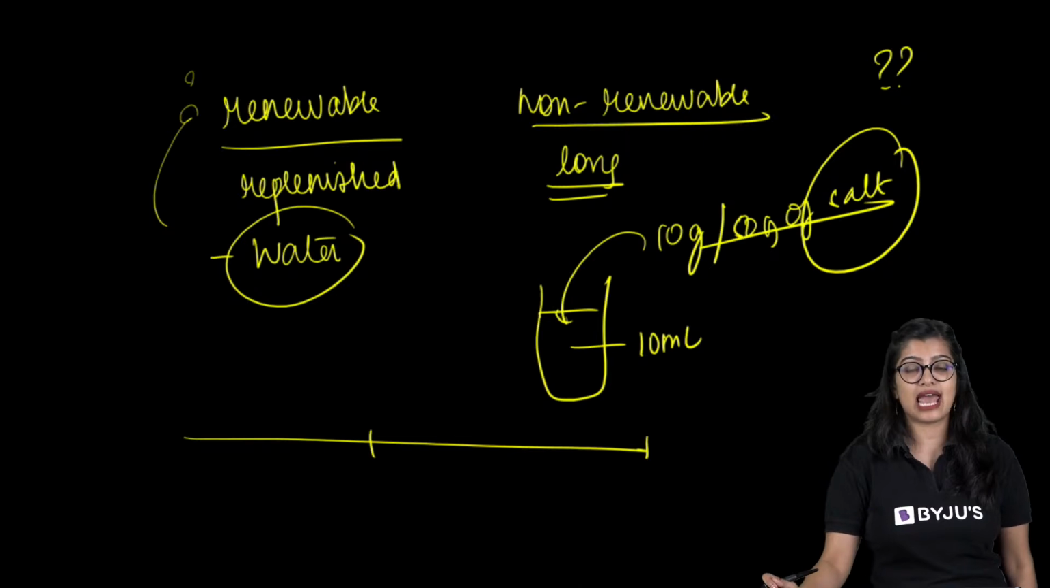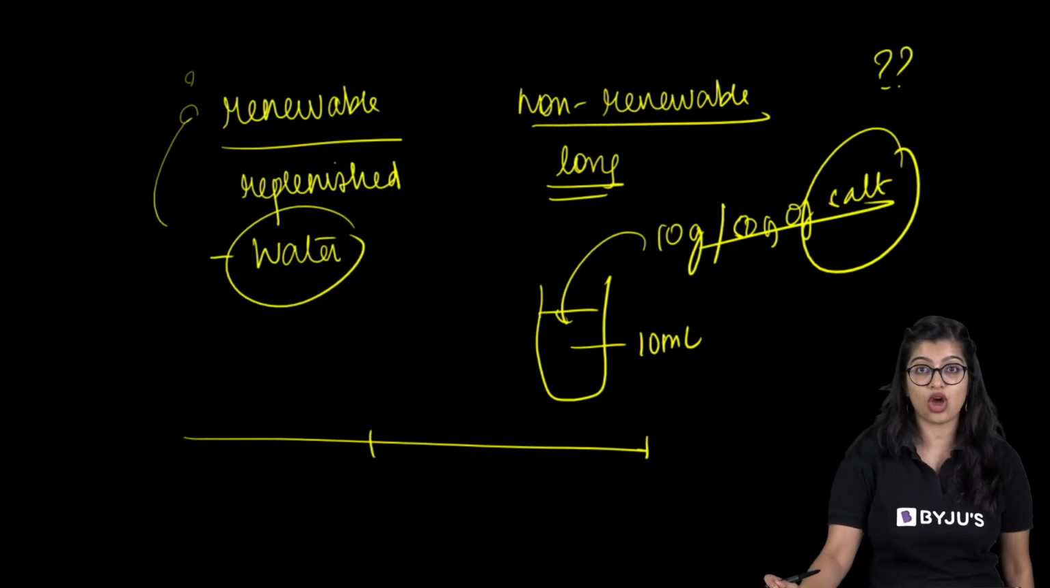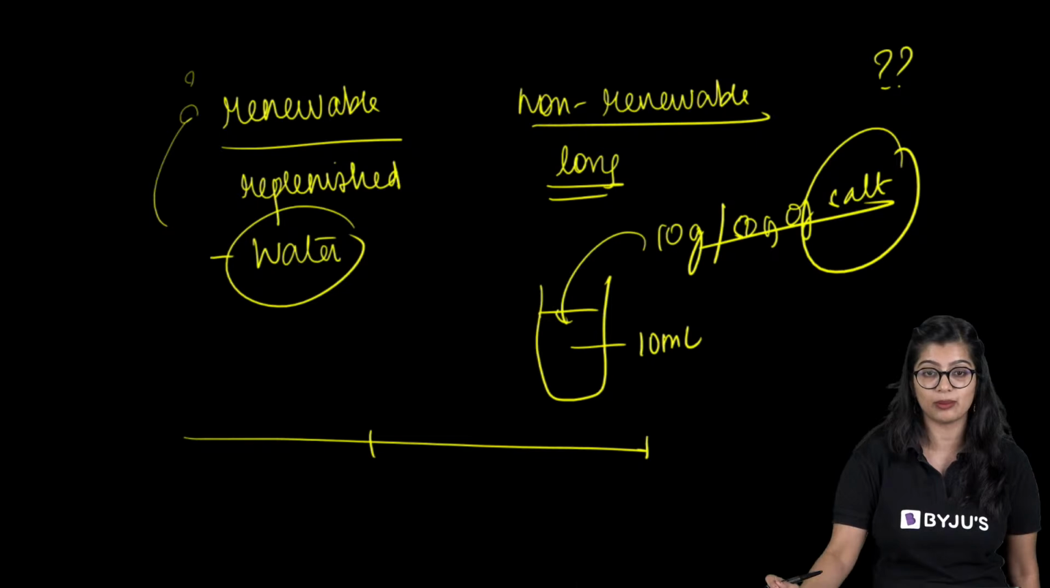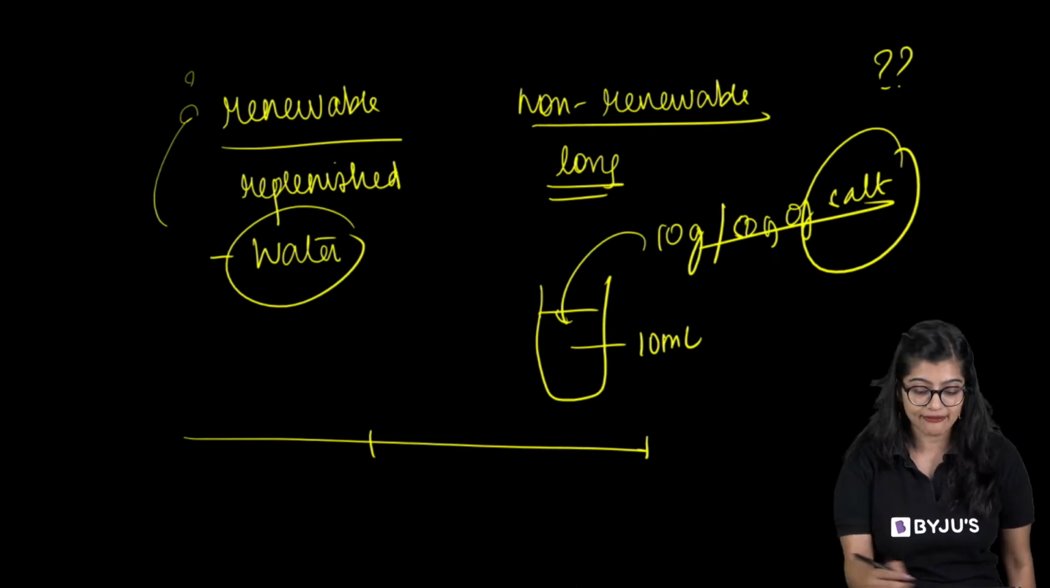What is land? Land as a resource is finite. So it would not be renewable, right? It will be non-renewable. Ma'am, how does overgrazing affect land?